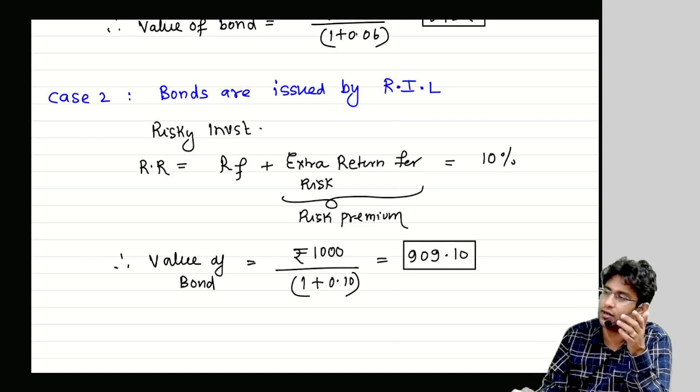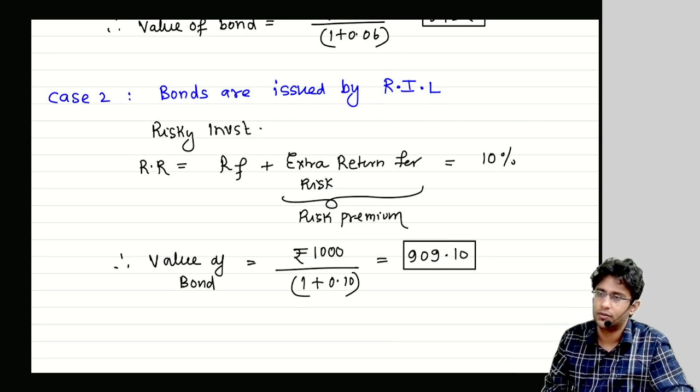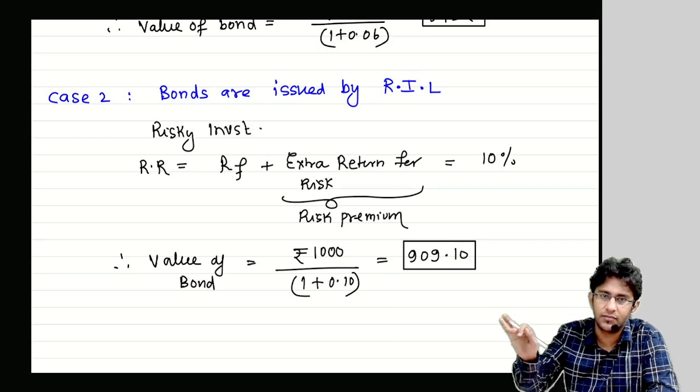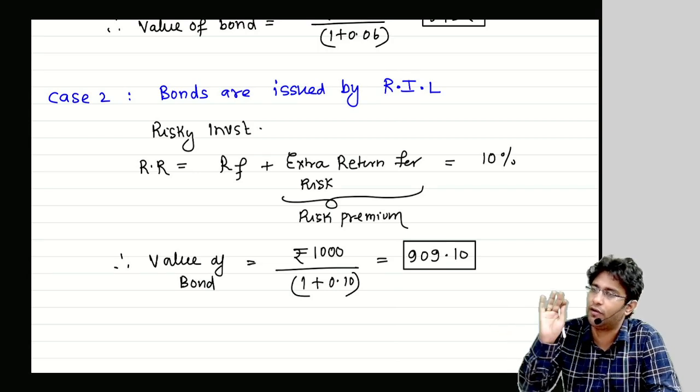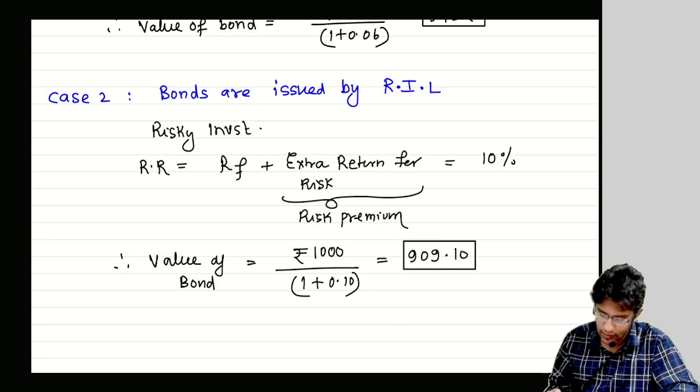Now that risk is there, you want more return. Since you want more return, you are investing a lower amount. Cash flows are fixed. If you want more return, there is only one way of earning more return. What is that? Invest less. That's what it is. Next, case 3.